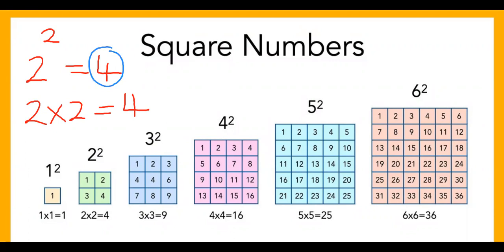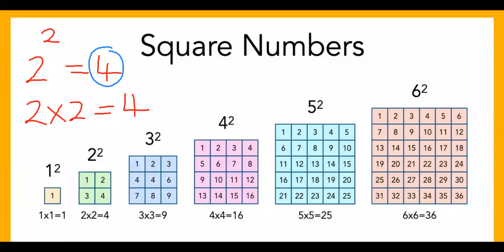So we are saying a square number is a number that you get after taking a number and raising it to the power 2. Or it is a number that you get after taking a number and multiplying it by itself.